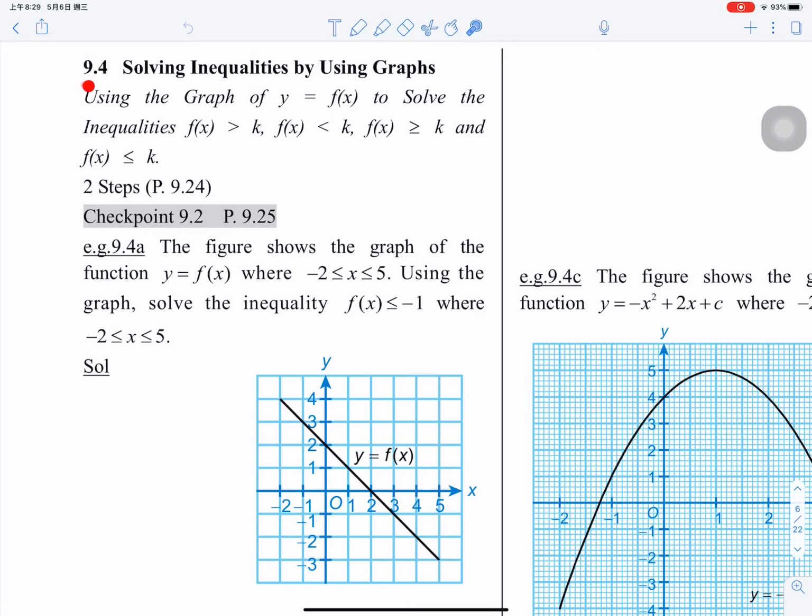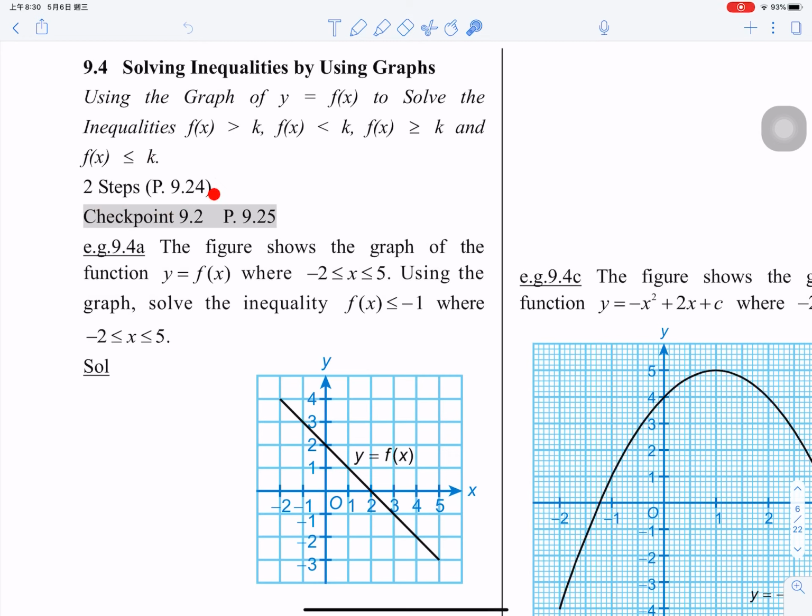9.4 Solving inequalities by using graphs. In this section, we'll talk about how to solve inequalities by using graphs. You know, inequalities can be greater than a value, smaller than a value, greater or equal to a value, or smaller or equal to a value. So how to do it?